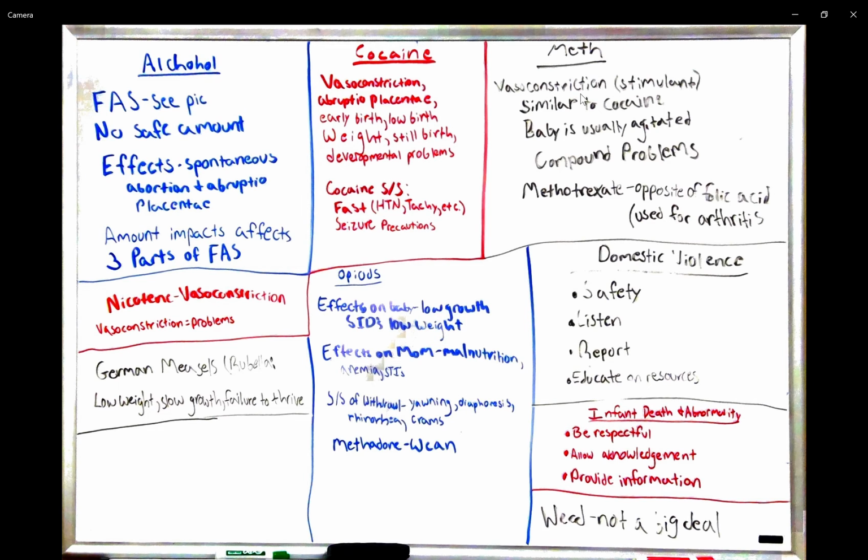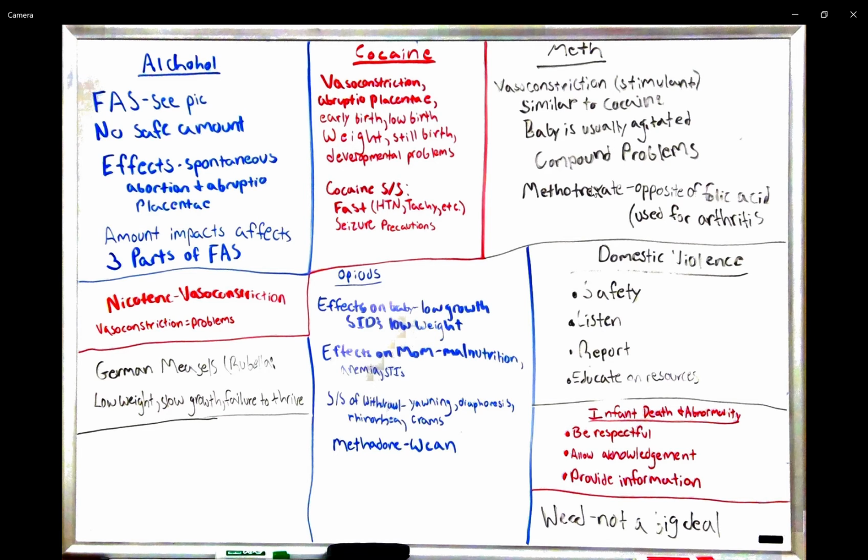Next, we're going to look at meth. Again, vasoconstriction, a stimulant, which occurs from stimulants. We're going to be looking at the same type of problems: early birth, low birth weight, stillbirth, abruptio placentae, and developmental problems, stuff like that. A baby that is born on meth is usually really easily agitated and kind of detached, and it doesn't react naturally as how we would think a baby would react after birth.